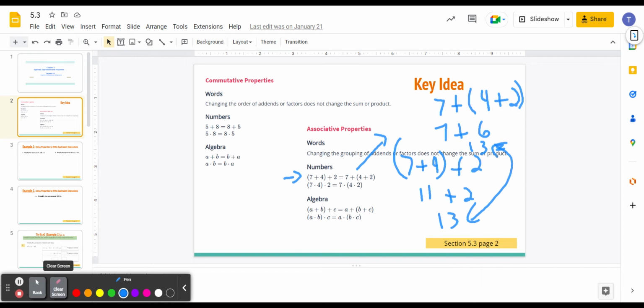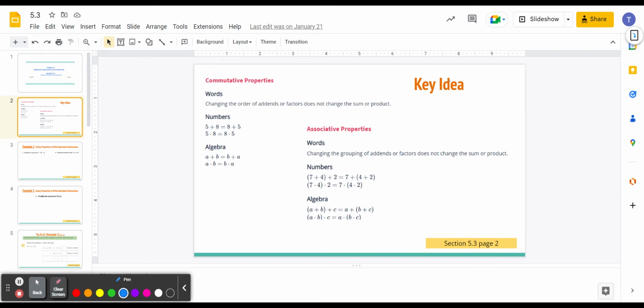But just please know, and remember what I said before, the 7 stayed the same, the 4 stayed in the same place, and the 2 stayed in the same place. It also works with multiplication. So here's your multiplication. Your 7 and 4 is in parentheses. If you notice, they're all multiplication. There's both your multiplication signs. And then all they did was reverse the parentheses. So now it's no longer around 7 times 4. It is around now 4 times 2.